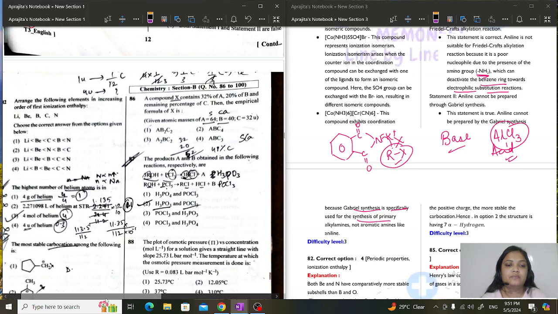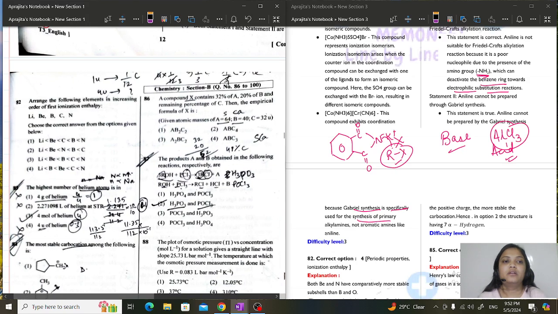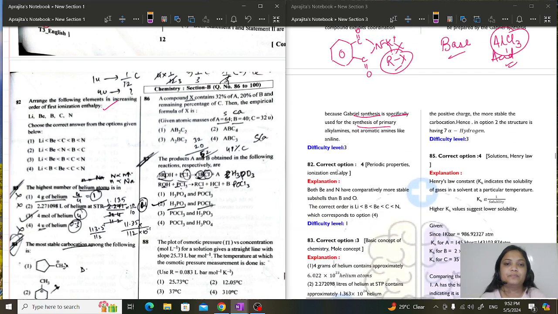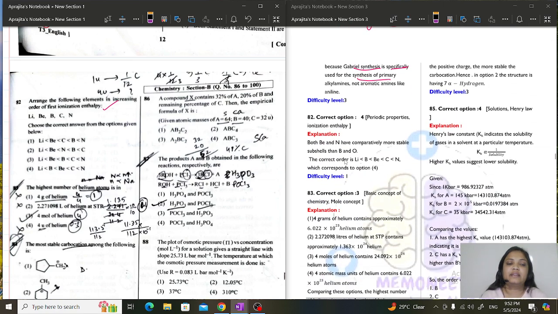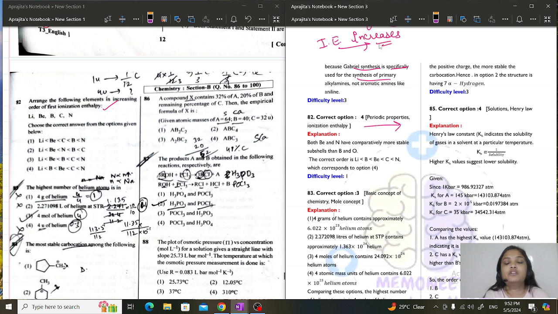Next question, class, 82. Arrange the following in increasing order of first ionization enthalpy. What happens is, when we move left to right in a period, the ionization enthalpy increases, because the electrons are tightly bound to the nucleus due to increased nuclear charge, so more energy is required to remove the electrons. So the order would be lithium, beryllium, boron, carbon and nitrogen.